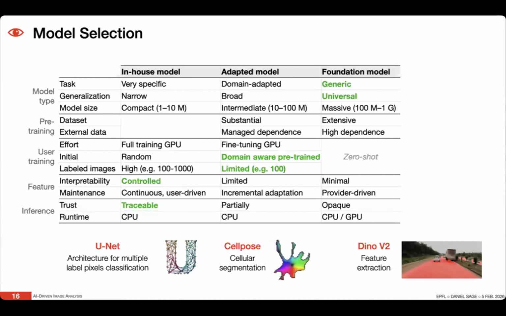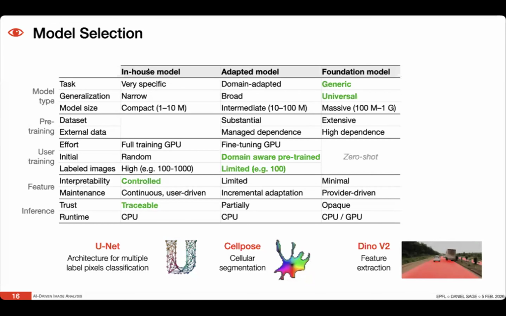Okay, here I made a table which is pretty heavy, and I will try to comment on it. It's about model selection: where you can find a model and how you can select one. I divided the things into three columns, though there is some overlap, so it's not completely well aligned like you might think when you see these tables. There is what I call the in-house model, the adapted model, and the foundation model.